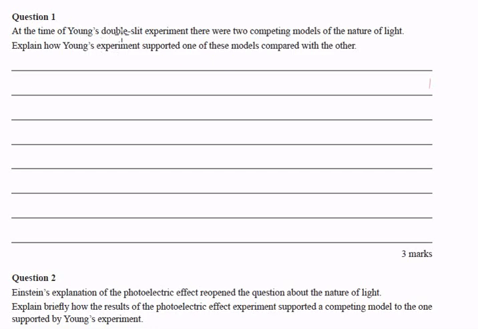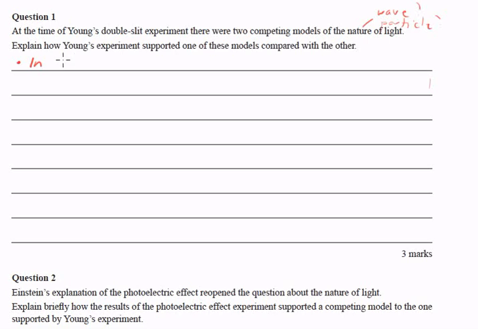At the time of Young's double slit, there were two competing models for the nature of light, and that is wave or particle. Explain how Young's experiment supported one of these models compared with the other. So the Young's double slit showed that light was a wave, but I'm going to explain Young's double slit and then hopefully my answer will be wave.